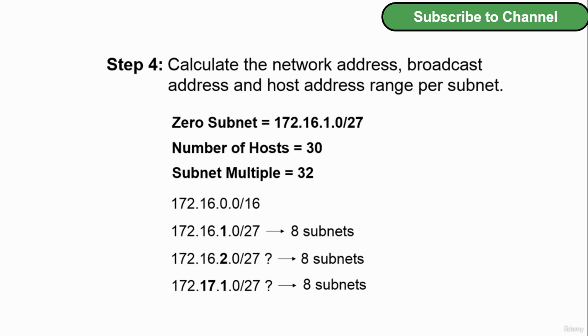And step 4, calculate the network address, broadcast address, and host address range per subnet. So here I'm going to start again with the 0 subnet. 172.16.1.0/27 is the 0 subnet, and there's 30 hosts within that subnet that are assignable. Multiple is 32, and I'm going to get 8 subnets.